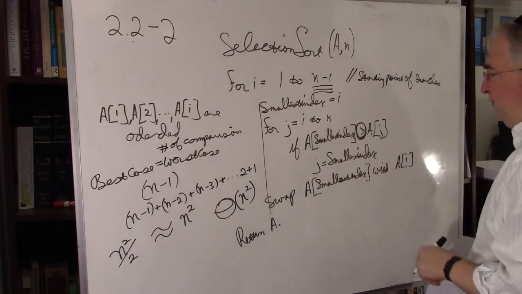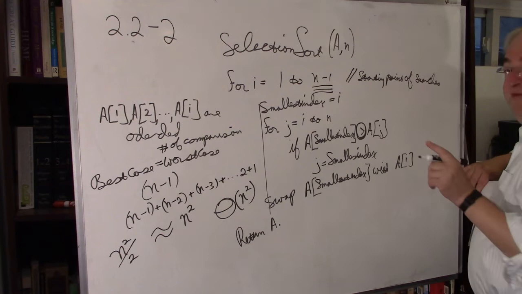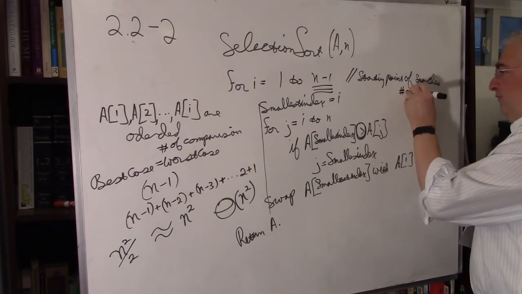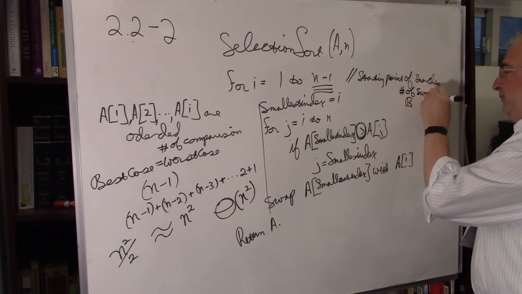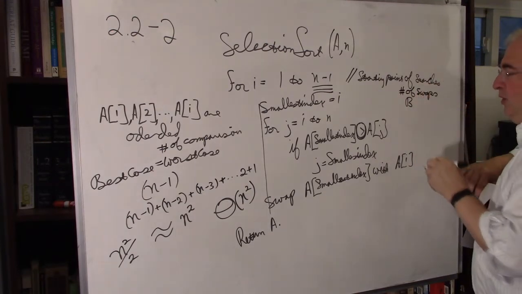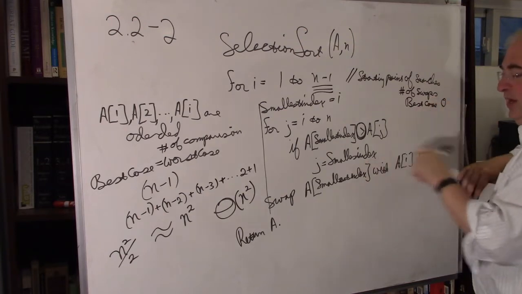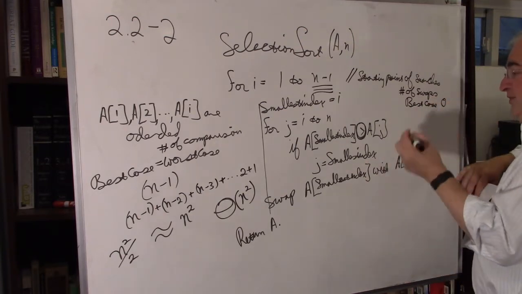But how many swaps you're making? Well, if it's totally ordered, best case, number of swaps, if it's totally ordered, then the best case is 0. You don't make any swaps if it's totally ordered.